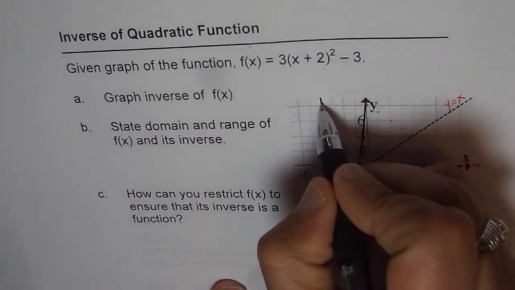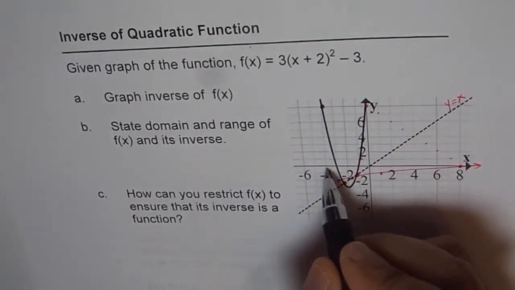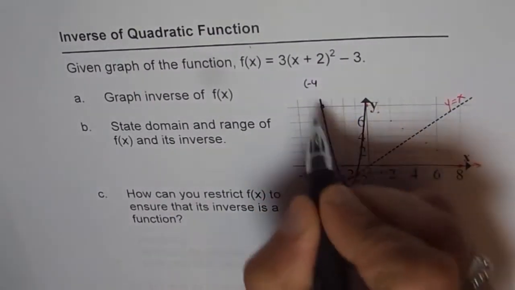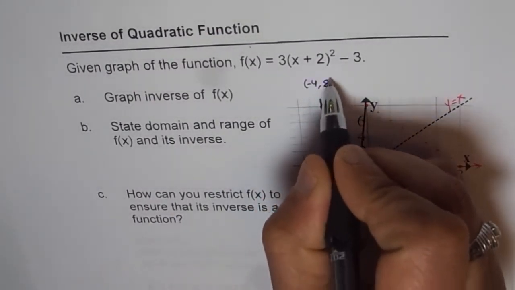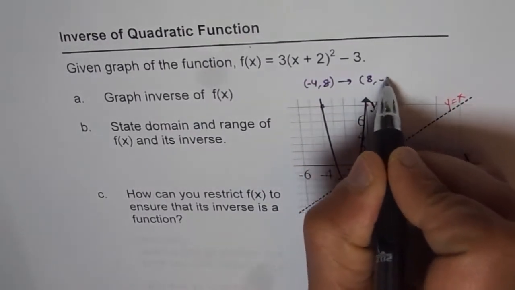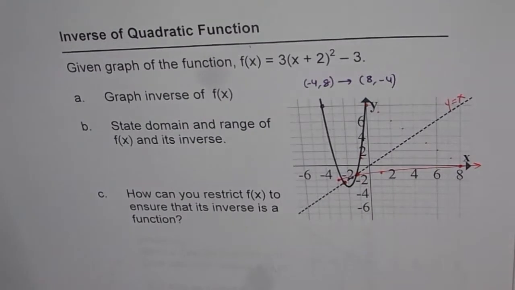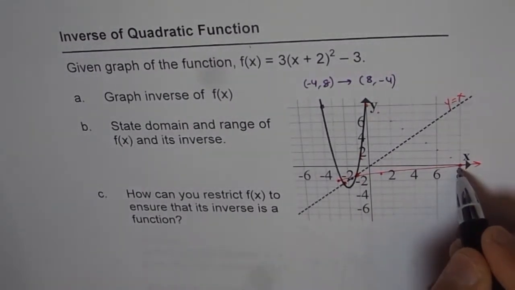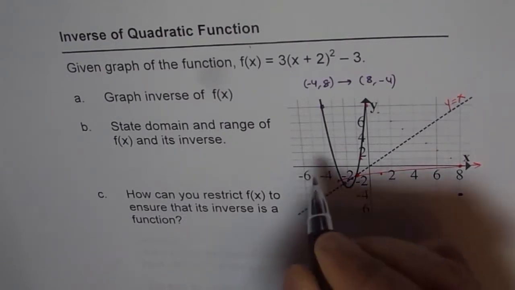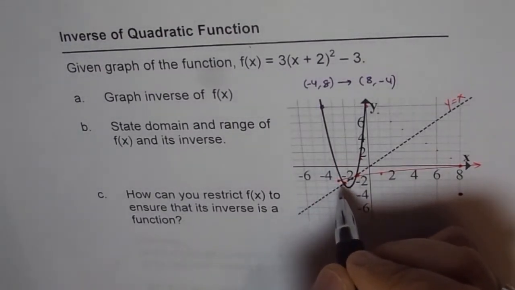So let's swap the points this time. This point for us is -4, 8, right? -4 and 8. If I swap it, it becomes 8 and -4. So let's locate 8 and -4. 8 is here and -4 is there. So we get a new point, which is right there. Similarly, we can have some more points. Look for some good points.